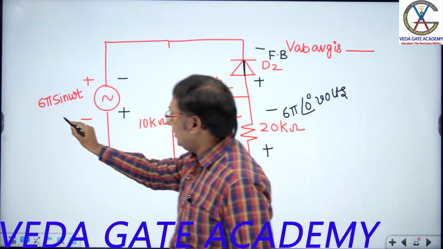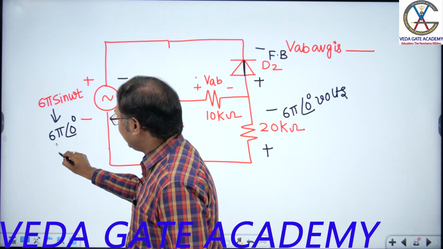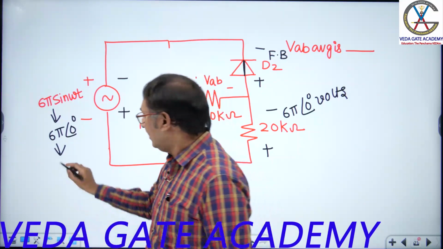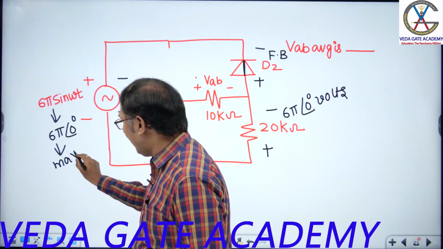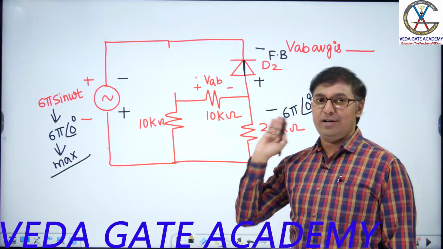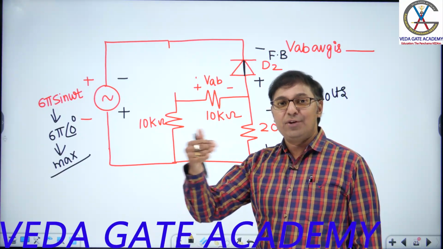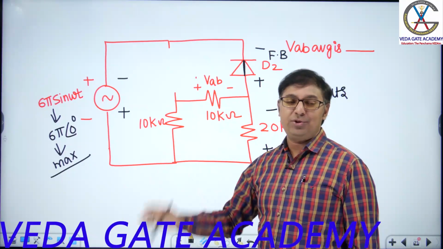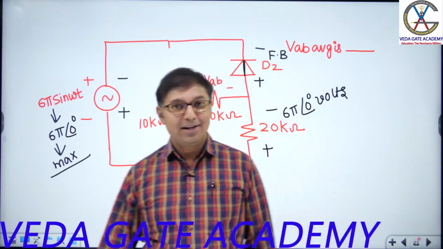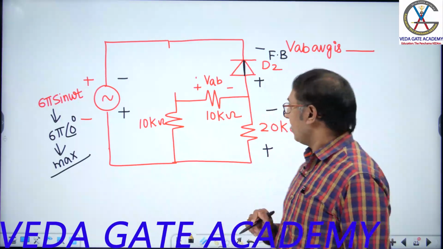How? By writing this in phasor form. What is the phasor form of this? 6π at an angle 0. As suggested, if you are writing the phasor form, please mention whether it is an RMS value or a maximum value. Then you will get the clarity whether you are dividing by root 2 or not. If you divide by root 2, at the end you have to multiply by root 2. If you don't divide by root 2, no need to multiply by root 2. Clear for you? 6π at an angle 0.